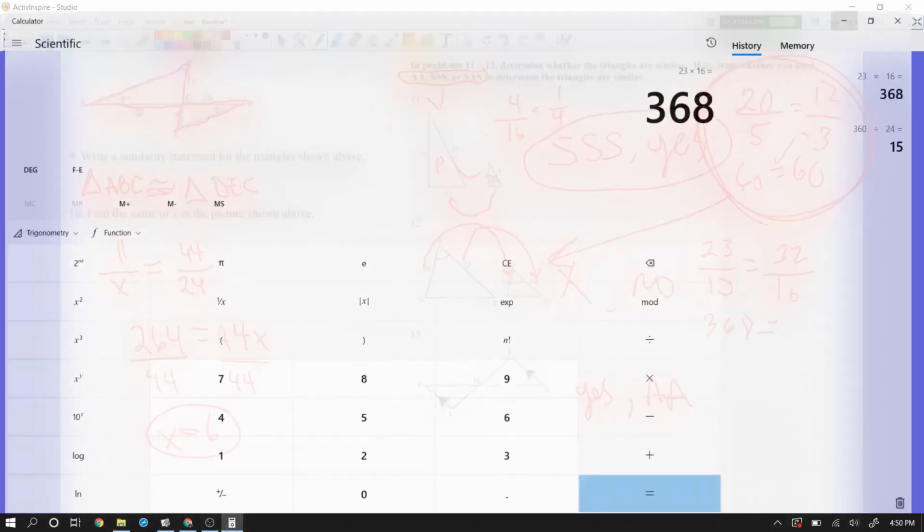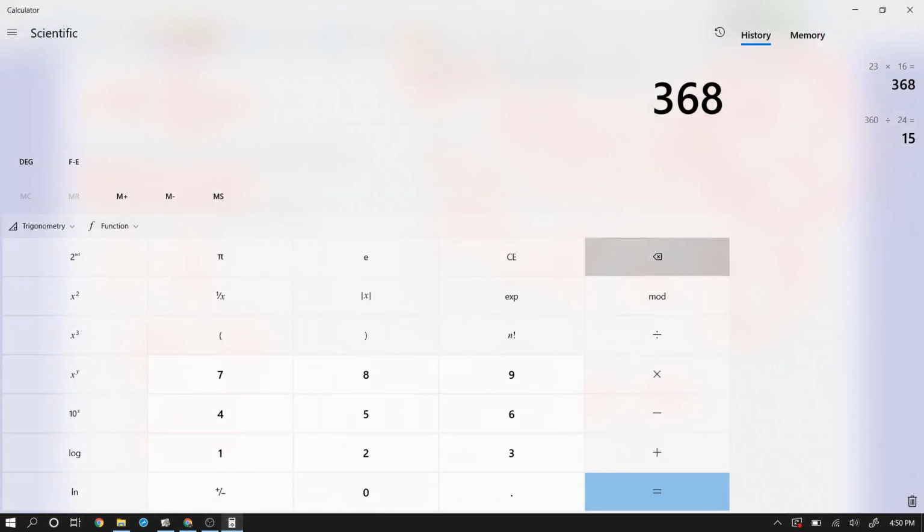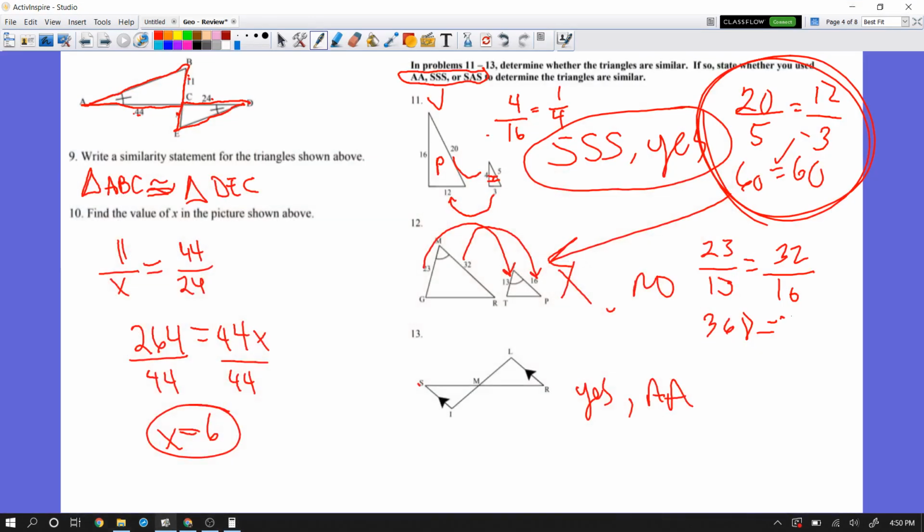32 times 13. Let's find out. I know the answer. So do you. 32 times 13 is 416. Proof that they are not similar. So the answer is no, they're not similar.